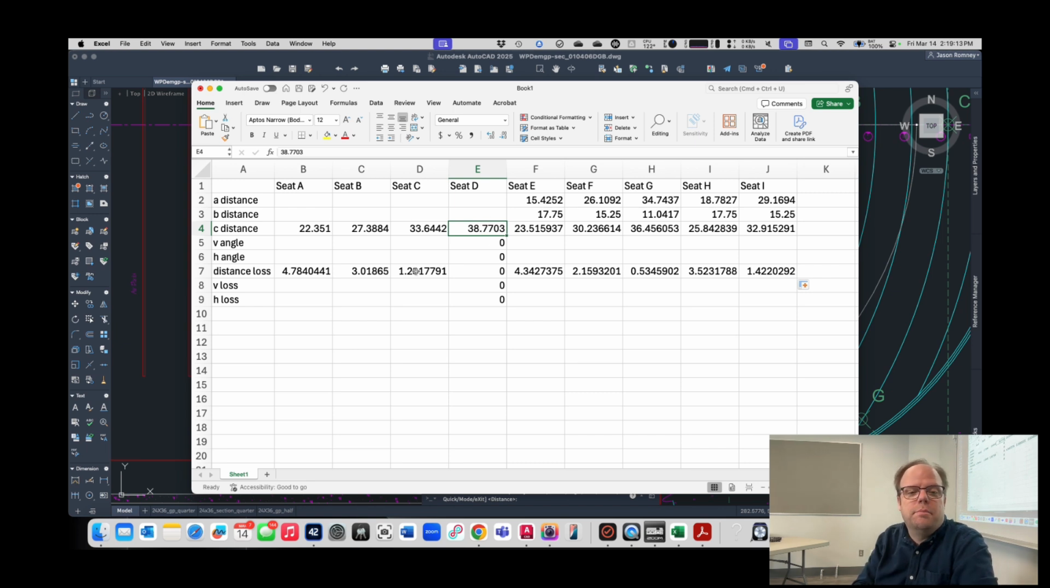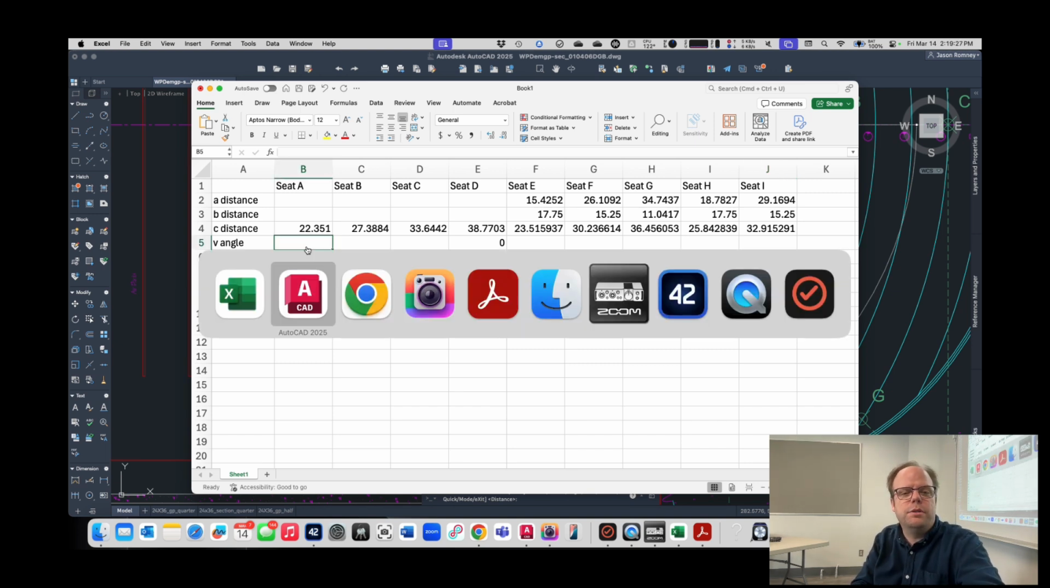Okay? So this is just one of the ways I check my math. I would expect these to all be positive numbers because I am aiming at the farthest seat away, which means every other seat should be louder. Okay? All right, so now we just have to measure the angles.